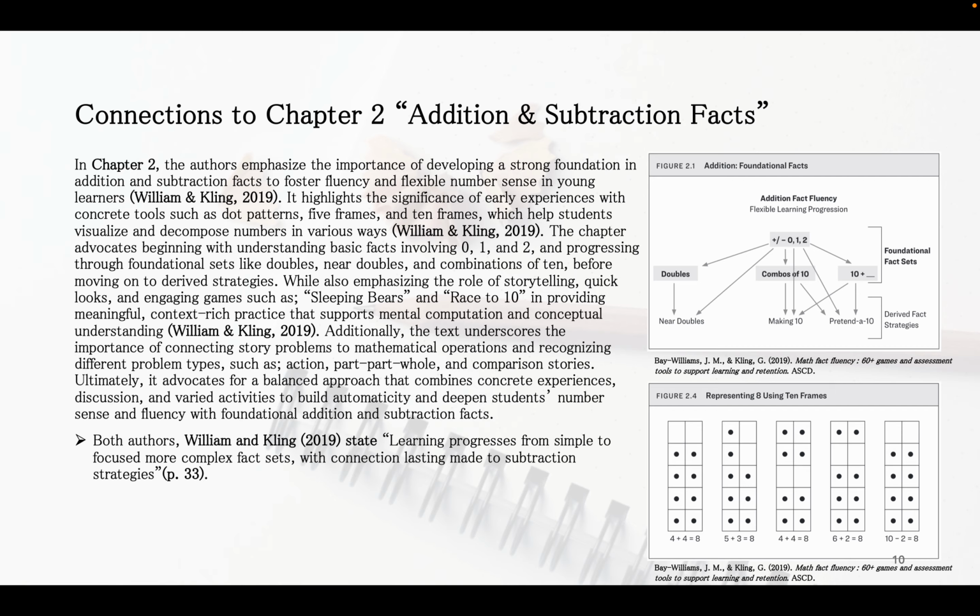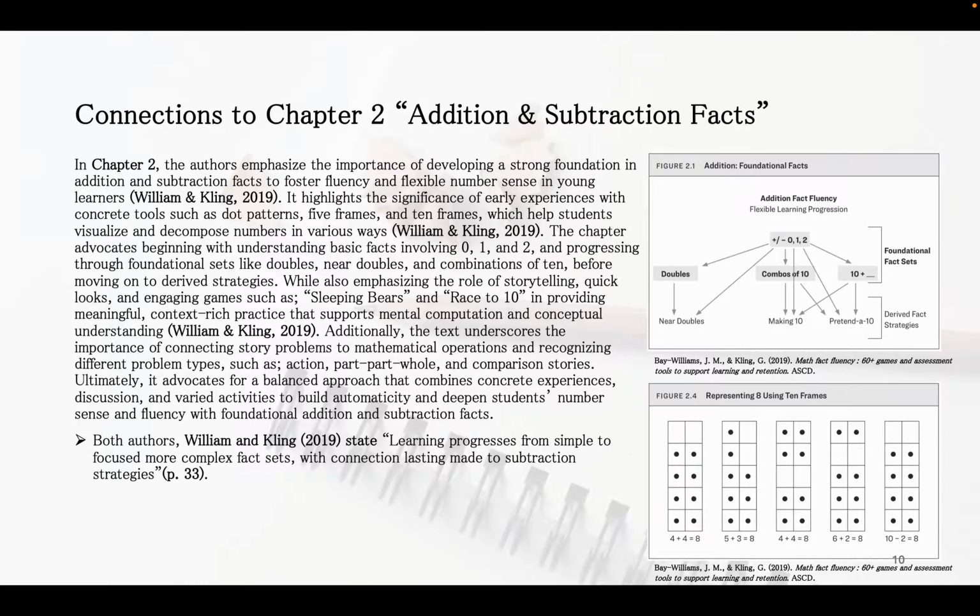Connections to Chapter 2, addition and subtraction facts. In Chapter 2, the authors emphasize the importance of developing a strong foundation in addition and subtraction facts to foster fluency and flexible number sense in young learners. It highlights the significance of early experiences with concrete tools such as dot patterns, 5 frames, and 10 frames, which help students visualize and decompose numbers in many ways.